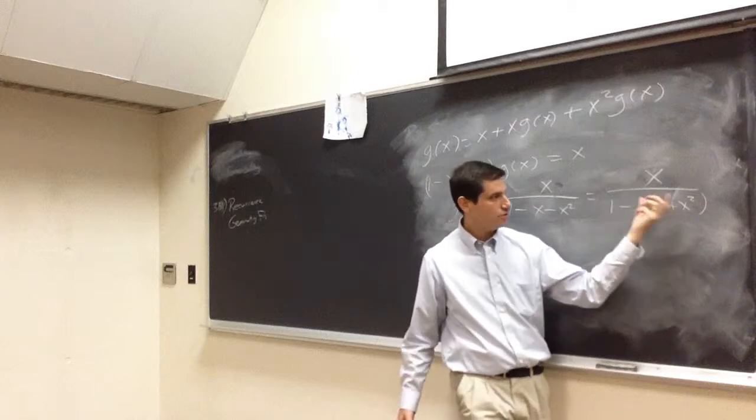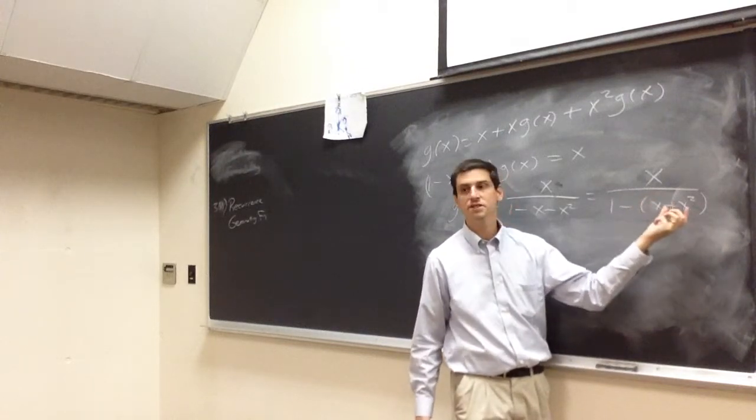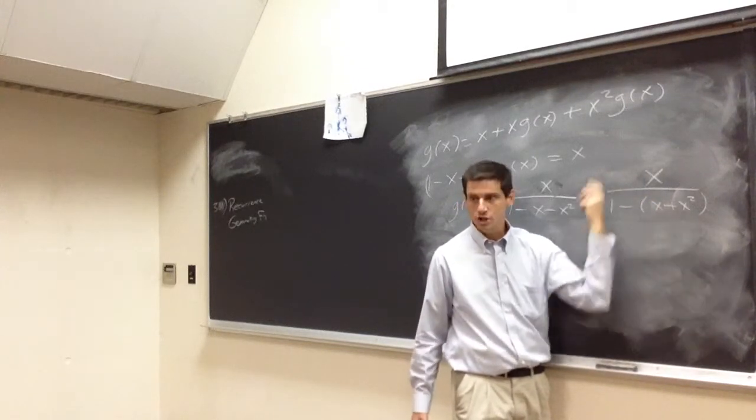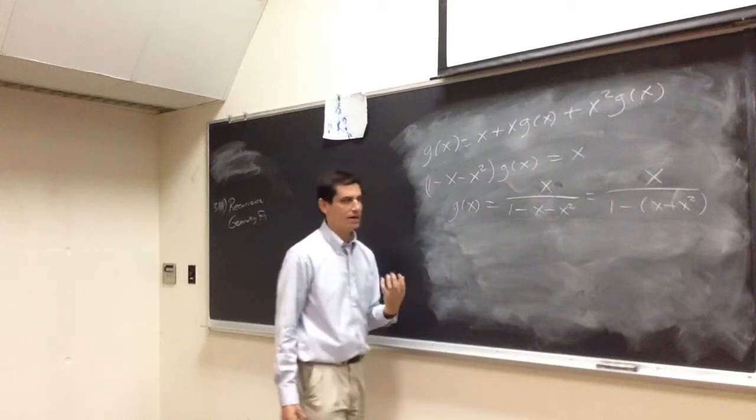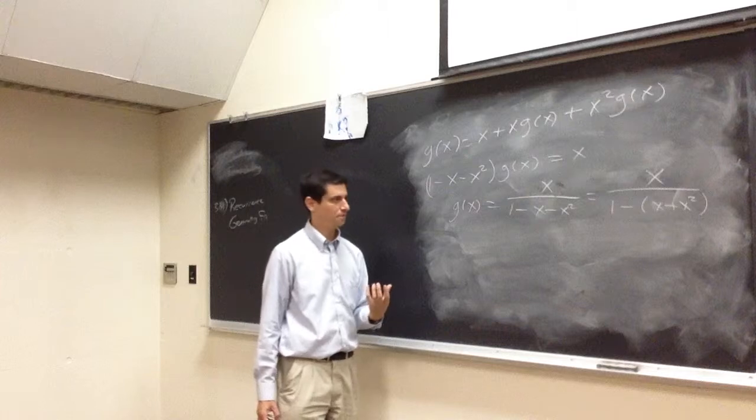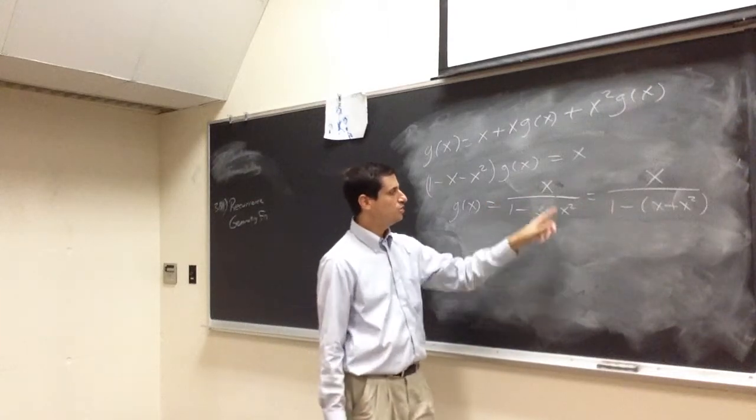This is the most natural thing to do, to group it as x plus x squared. It's a geometric series. You know how to do geometric series. The problem with that is it's not nice. It doesn't expand well. So now we want to do partial fractions.